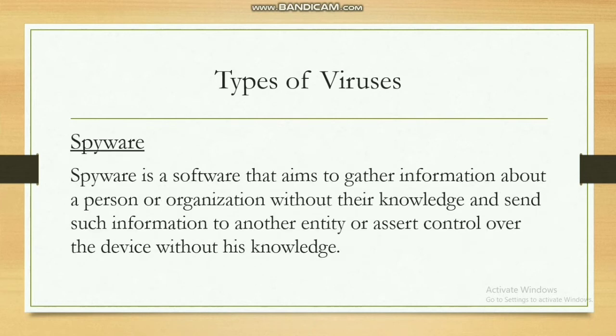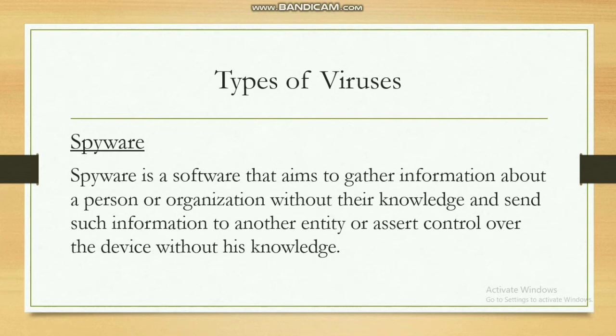What is spyware? Spyware is software that aims to gather information about a person or organization without their knowledge and send such information to another entity, or assert control over the device without their knowledge. Look here, I am doing something and always thinking that everything is going fine, but what happens? Some hidden software is gathering my information and sending it to a third party who is sitting somewhere on the internet.